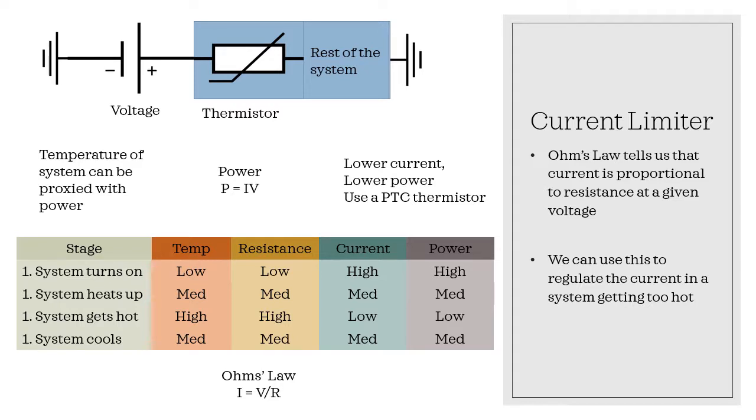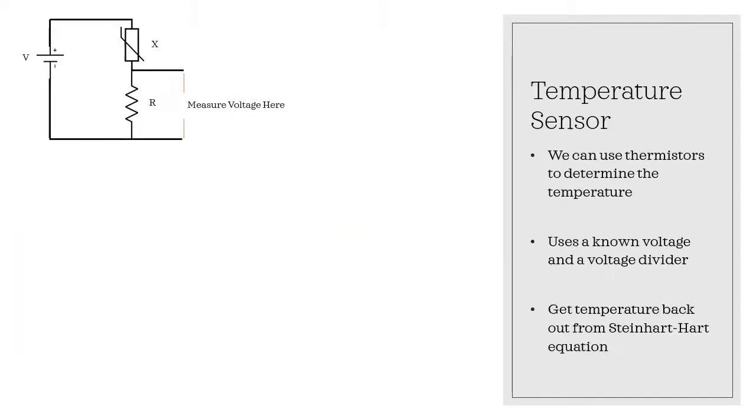A second usage case is going to be reading the temperature digitally. This one's a little bit more complicated. We're going to need a voltage divider hooked up to a known voltage. And we need the voltage divider because we're going to need to be able to tell the resistance of our thermistor at any given point in time.